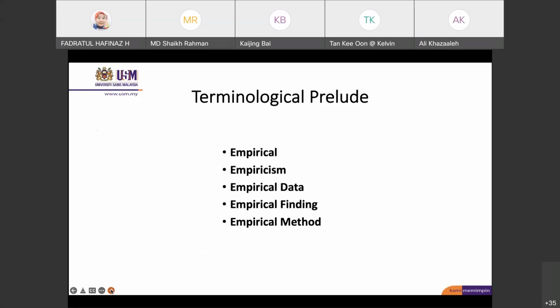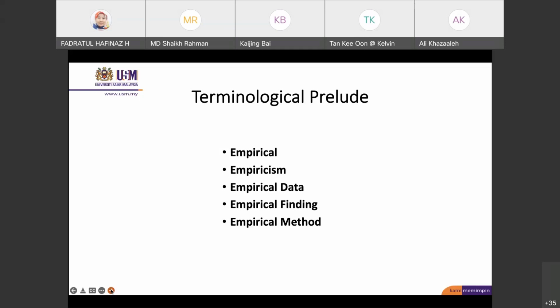So here are some terminologies related to the empirical method. First is empirical, empiricism, empirical data, empirical finding, and also empirical method. The first one, empirical, can be defined as relying upon or derived from observation or derived from experiment. The second one, empiricism, is the employment of the empirical methods in science.